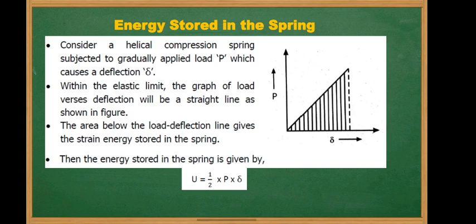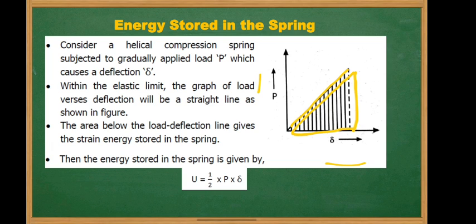The next is energy stored in the spring. The figure shows the graphical representation between the deflection and the load acting on a spring wire. Consider a helical compression spring subjected to a gradually applied load P, which causes the deflection delta. Within the elastic limit, the graph of load versus deflection will be a straight line as shown in the figure. The area below the load deflection line gives the strain energy stored in the member.